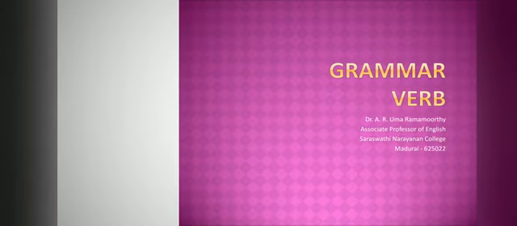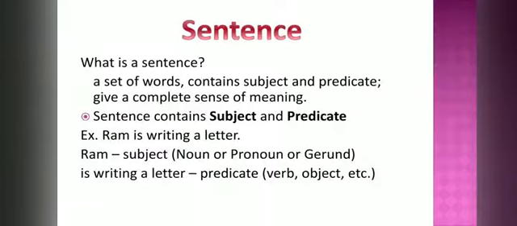Hi friends, today we are going to discuss the grammatical item verb. Before that, we have to know what is a sentence. A sentence is a group of words that contains subject and predicate and that gives a complete sense of meaning.